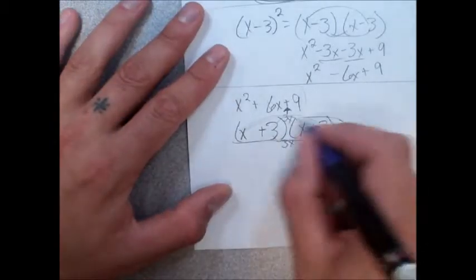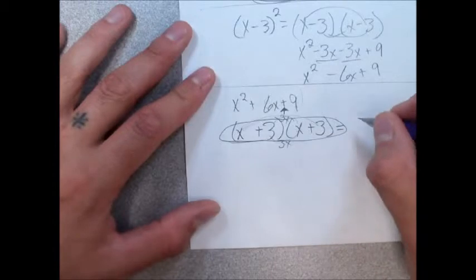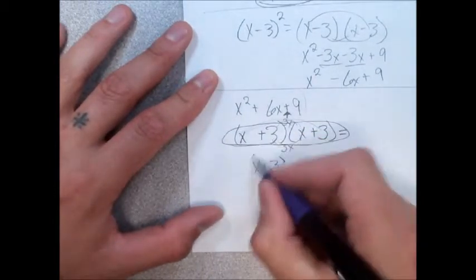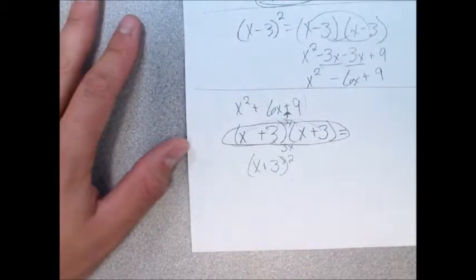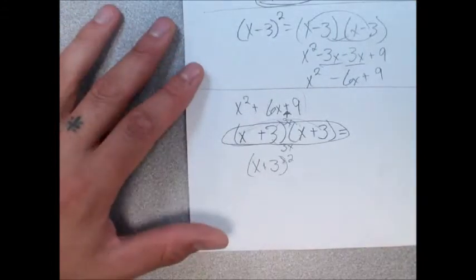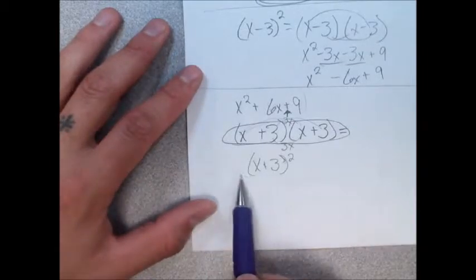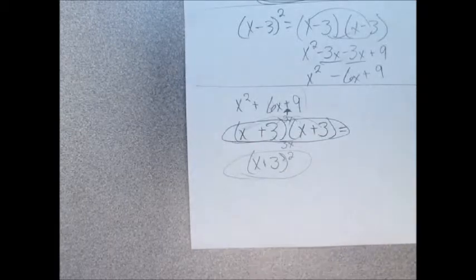So this is my answer right here, x plus 3 times x plus 3, but I need to simplify it. That is x plus 3 multiplied by itself, right? So that means that I can put it in my parentheses and put squared. X plus 3 squared. Simplified, you want it in this form right there. Expanded is this form. Simplified is that form. Any questions there?